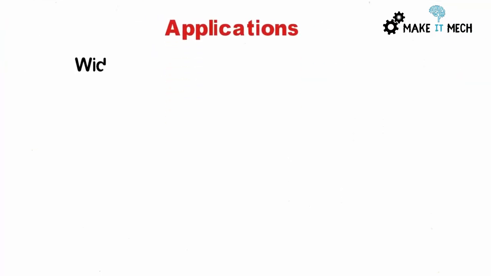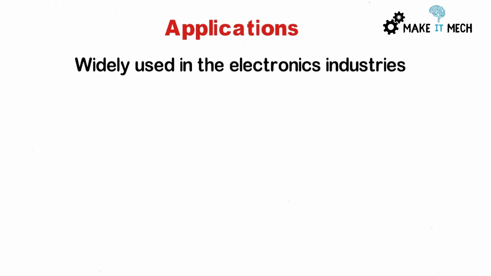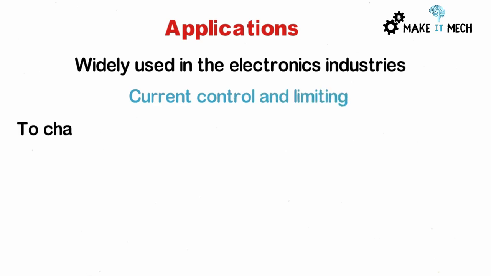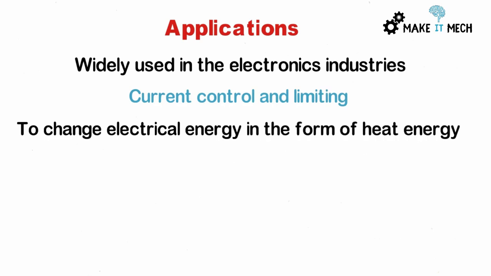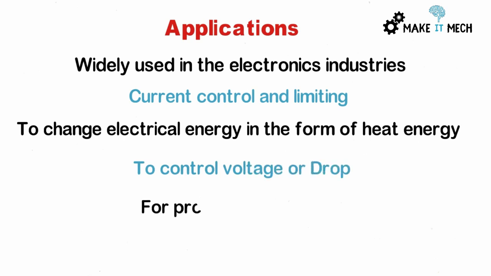Now the applications of resistors. Resistors are widely used in electronics industries. It is used for current control and limiting purposes, to change electrical energy into heat energy, to control voltage drop, and also for protection purposes.